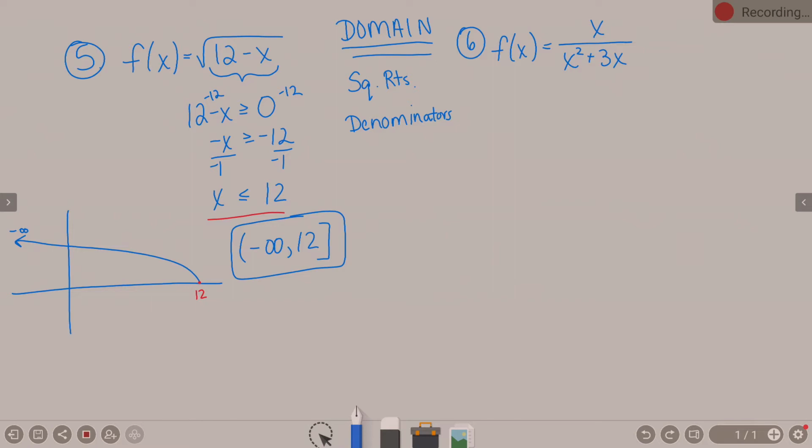Okay, 6. Remember, we're talking domain. Issues are radicals and denominators, right? What do we have in this case? We have a denominator. What do we know about our denominator?